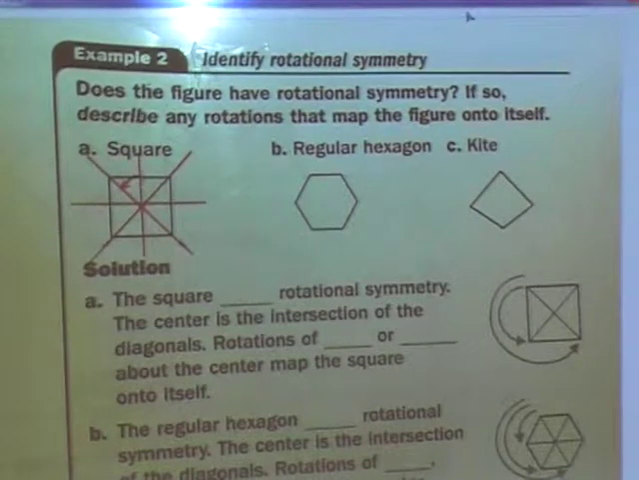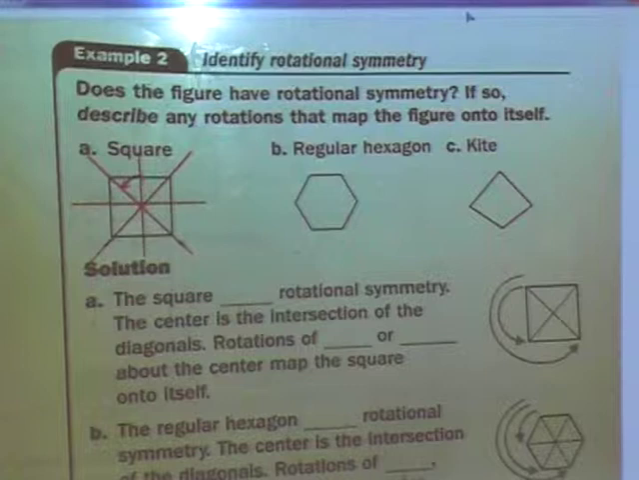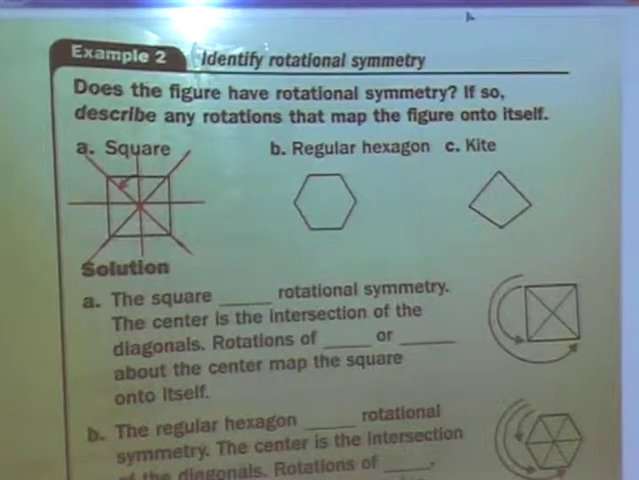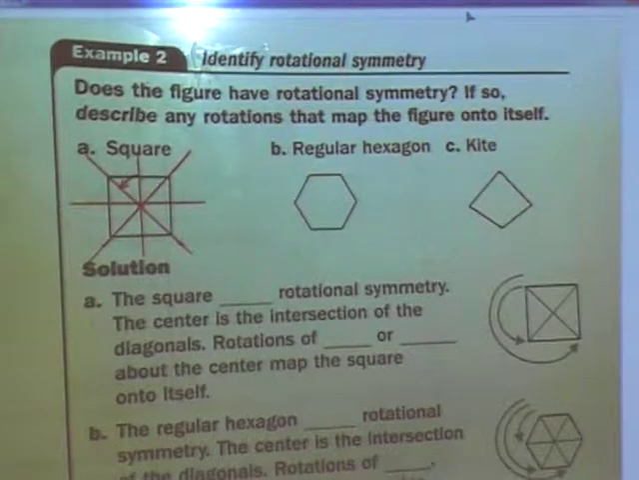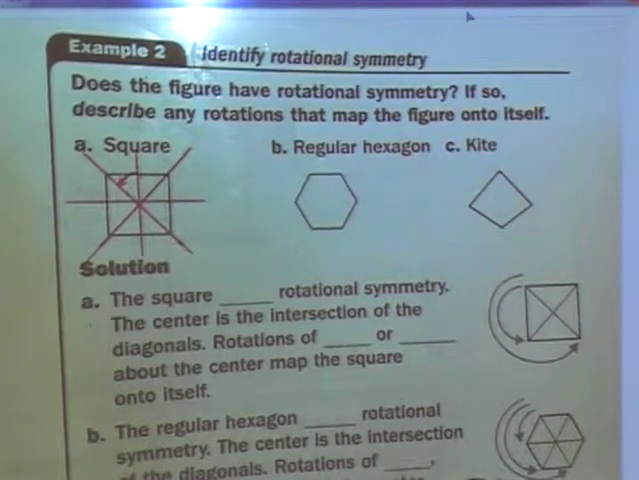So here's the key. It's 180 degrees or less. If you have to do more than 180 degrees, then it is not rotational symmetry. If you can do 180, then you consider it rotational symmetry, and anything less than that. So this has 90 and 180. Don't confuse lines of symmetry with rotational symmetry. Those lines of symmetry can help you identify where your point of rotation is.